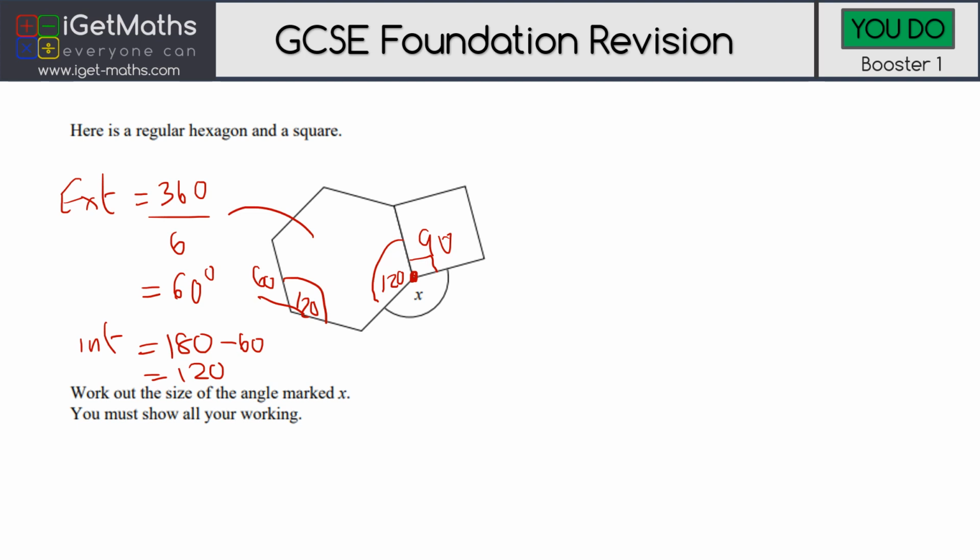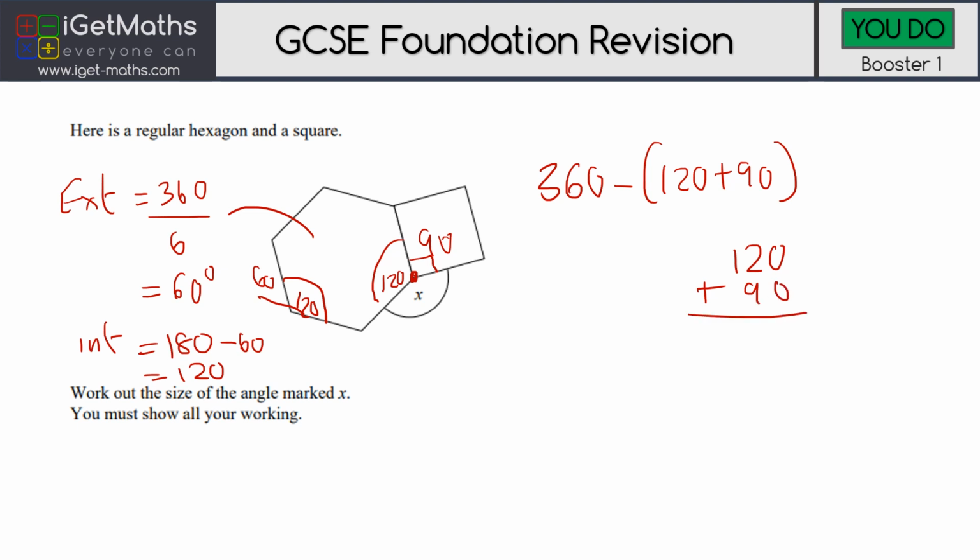So angles around a point, remember, total 360 degrees, a full turn. So 360 minus 120 plus 90 degrees. Because this is a non-calculator, I'm just going to do my calculations on the side and make sure I get it right. So we've got 0 plus 0 is 0, 2 plus 9 is 11, 1 plus 1 is 2, so that's 210, and then I'm going to do 360 minus 210. 0 take away 0 is 0, 6 take away 1 is 5, 3 take away 2 is 1, so that gives us 150 degrees for x.